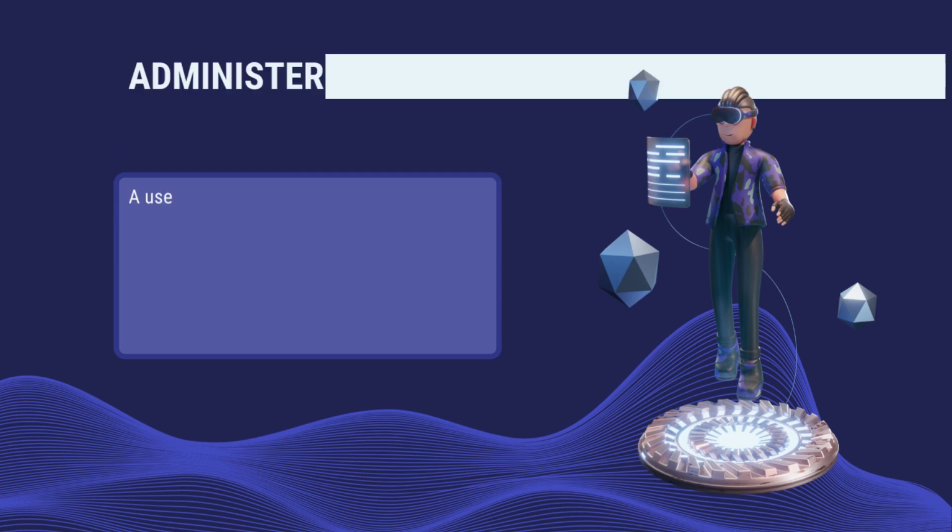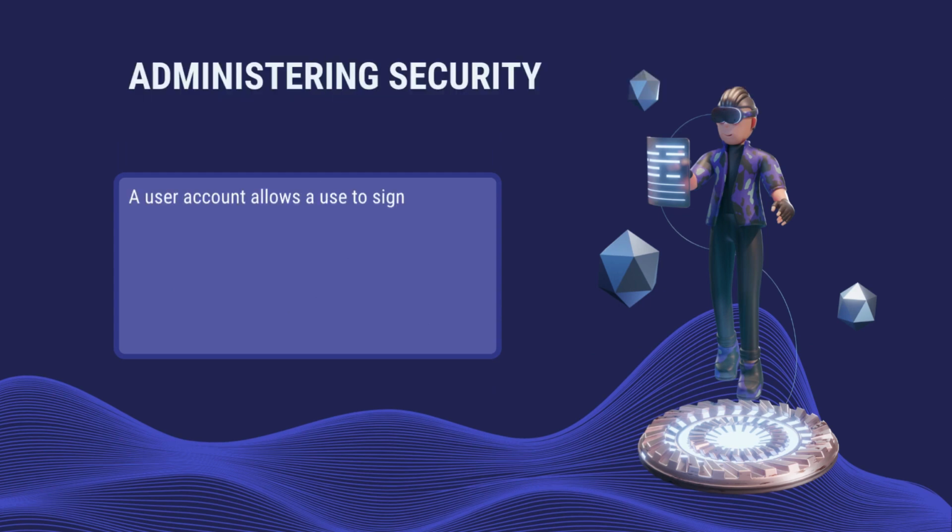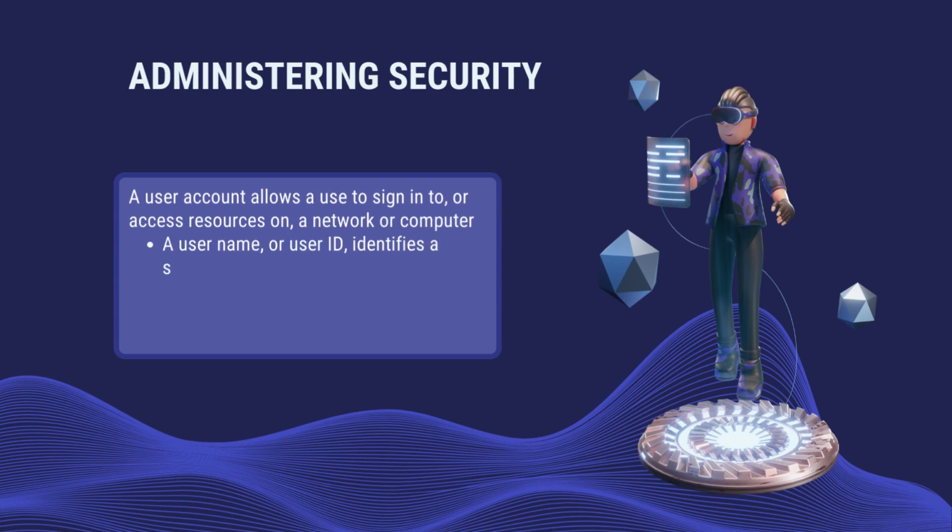Administering security. A user account allows a user to sign in or access resources on a network or computer. A username or user ID identifies a specific user. A password is a private combination of characters associated with the username.